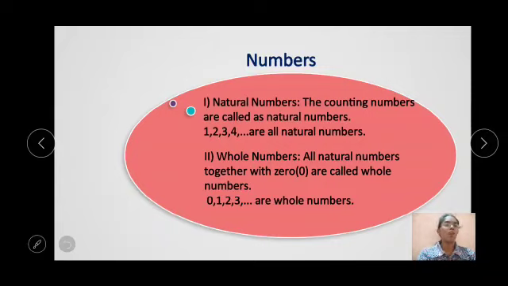Secondly, whole numbers. All natural numbers together with 0 are called whole numbers. So 0, 1, 2, 3 and so on are whole numbers. In this also we cannot define the last whole number.